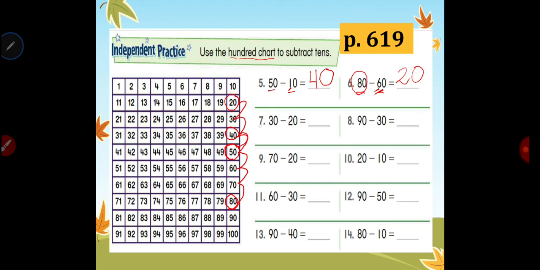So, from numbers 7, 8, 9, 10, 11, 12, 13, 14, you are going to answer it independently. You have to use the 100 chart to find your answer. Okay?